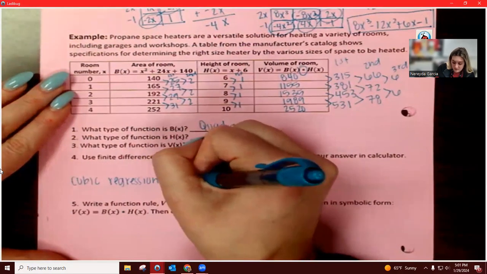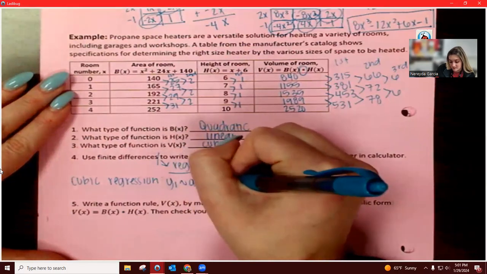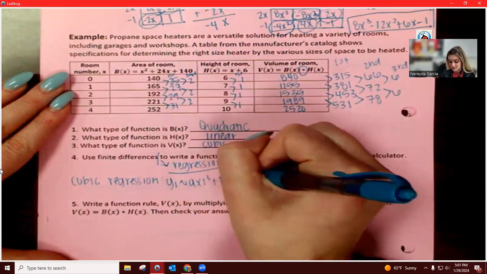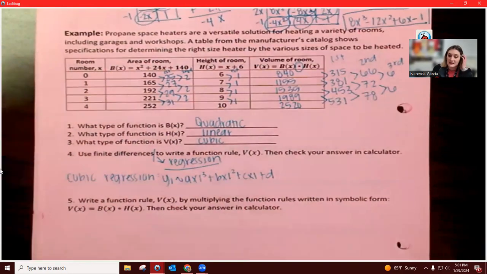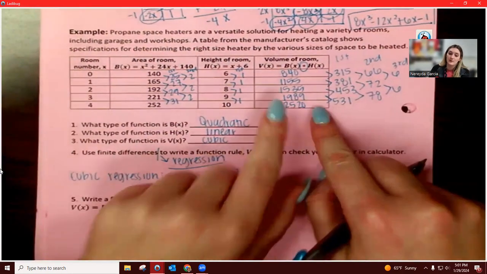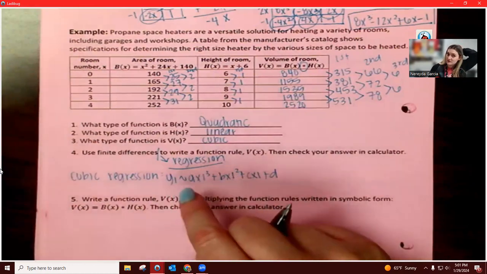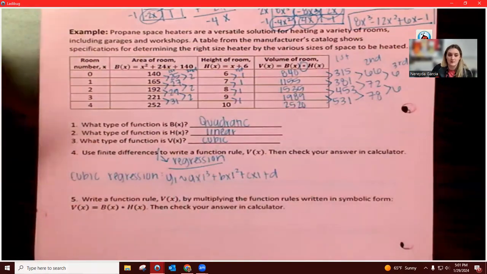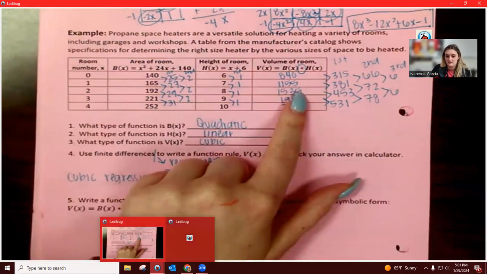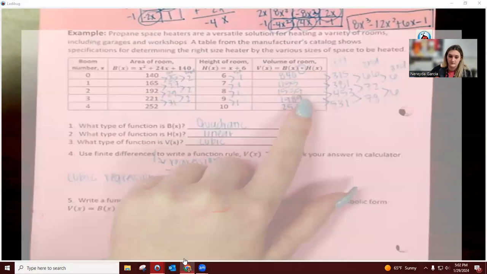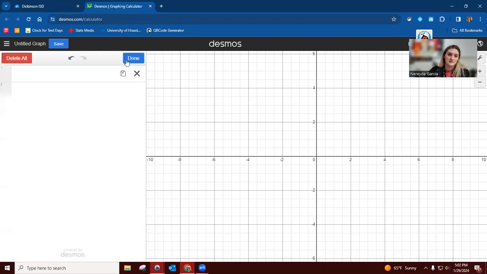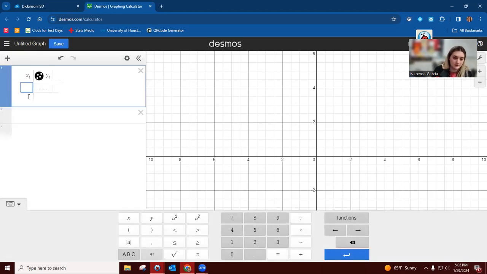It's y1 squiggly ax1 cubed plus bx1 squared plus cx1 plus d. Okay, so it's asking only for my v. Before I can go and type in this regression, I have to go and make my table in Desmos. So I'm going to use my x column and my v column. So I'm going to go make a table. Add table, create it. I go 0, 1, 2, 3, 4.